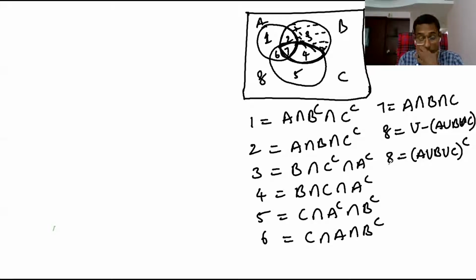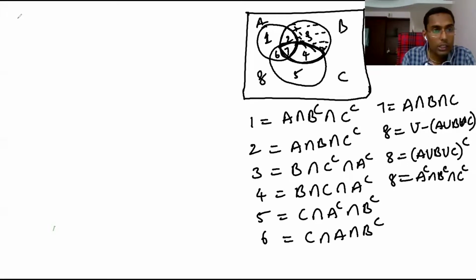That means 8 also means like this. You can write A complement intersection B complement intersection C complement, as we discussed yesterday. 8 is this. Okay, now what we are discussing is formula number 1.